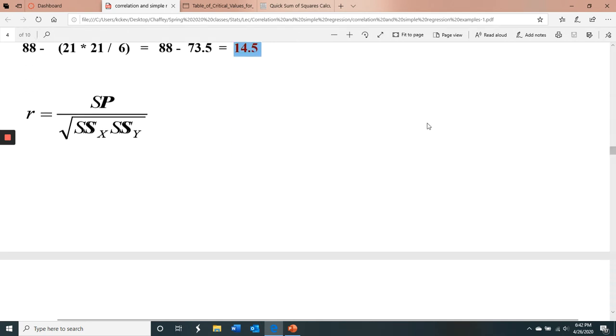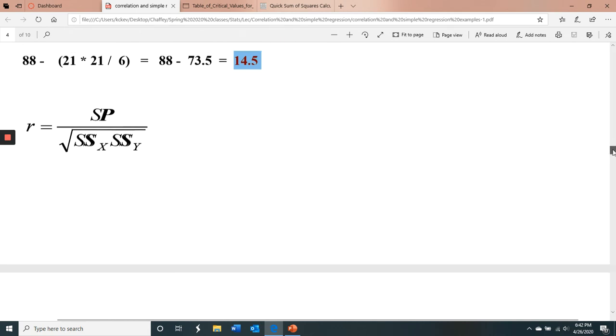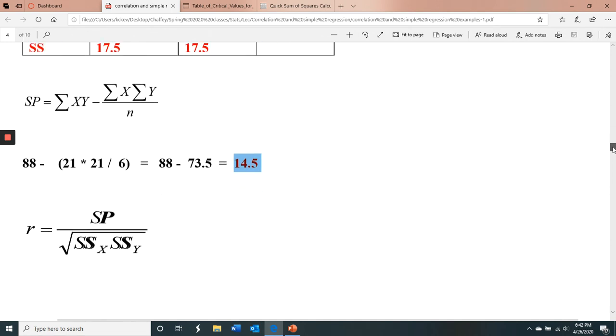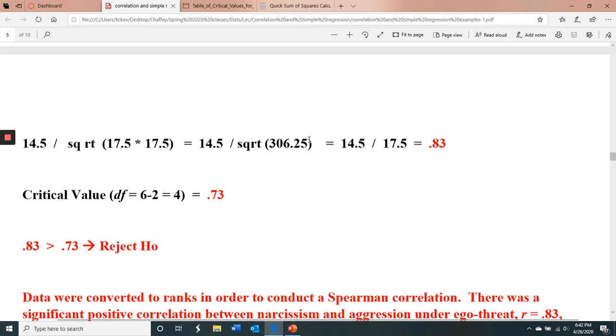So now we know we take that SP and we divide it by the square root of sum of squares X, sum of squares Y. We know the sum of squares X and Y are the same, 17.5. So now we have this. Here's our SP. This is our calculation of the Spearman R. SP and then square root of sum of squares X times sum of squares Y. Sum of squares X times sum of squares Y is this. That's the product. Take the square root of that, we get 17.5.